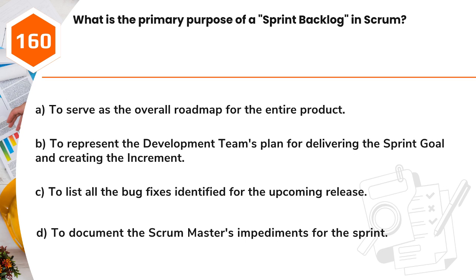Question 160. What is the primary purpose of a sprint backlog in Scrum? A. To serve as the overall roadmap for the entire product. B. To represent the development team's plan for delivering the sprint goal and creating the increment. C. To list all the bug fixes identified for the upcoming release. D. To document the Scrum Master's impediments for the sprint.